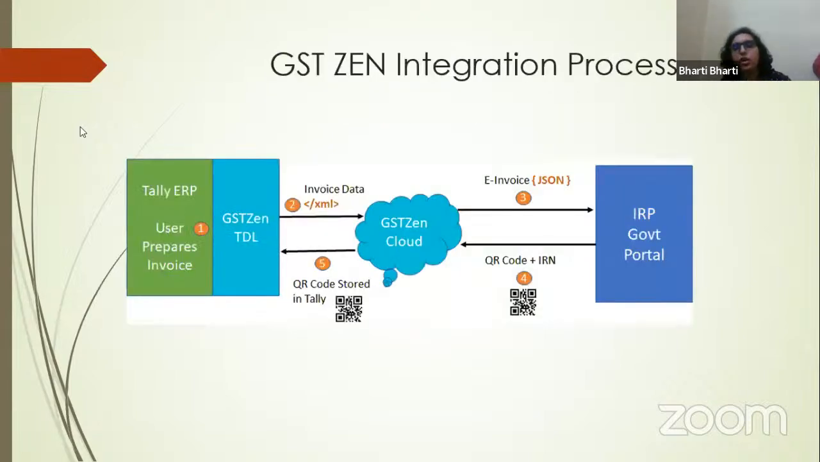So let's look at how GSTZen integration works. If you have any ERP, let's say Tally, we provide a TDL. So the data is sent through that TDL into the GSTZen server. We validate the data. After performing some checks and validation, we send the data in the form of a JSON to IRP. From there, once the e-invoice is generated, we get the QR code and IRN. It gets stored in our servers, and it is also sent back to the ERP.